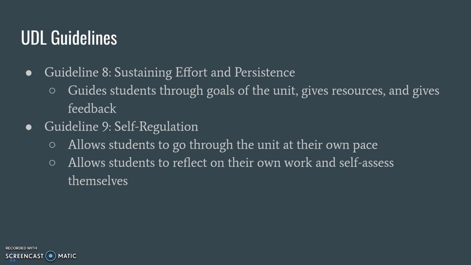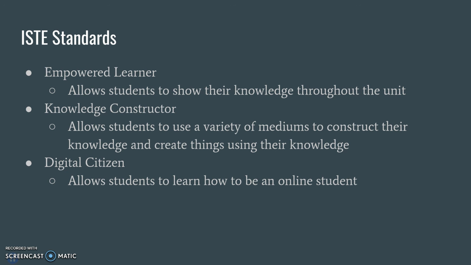And then guideline 9, it meets self-regulation. It allows the students to go through the unit at their own pace and allows the students to reflect on their own work and self-assess themselves. So especially for the quizzes and the questions, the students will know whether they got it right or not, and if they got something wrong, they can go back and assess what they did wrong. And they can also move through it at their own pace, just make sure that they get it finished on time. Right. And then the ISTE standards, they're empowered learner.